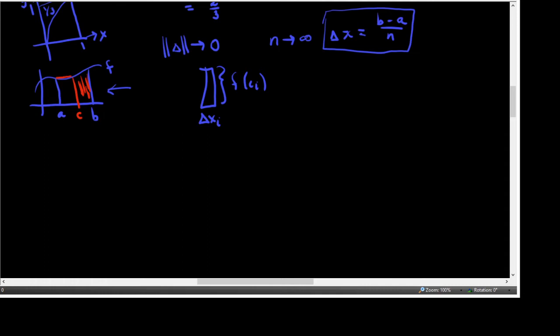If we take this equation where the norm of the partition were equal to b minus a over n, we could... not equal to... my bad, let me take that back.